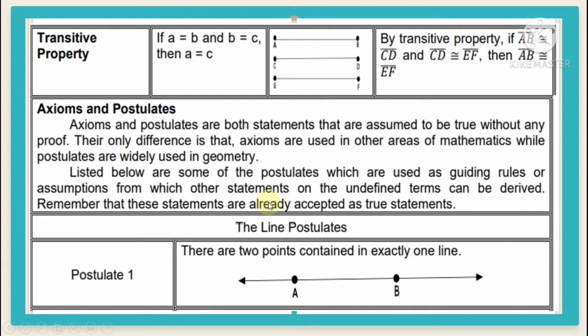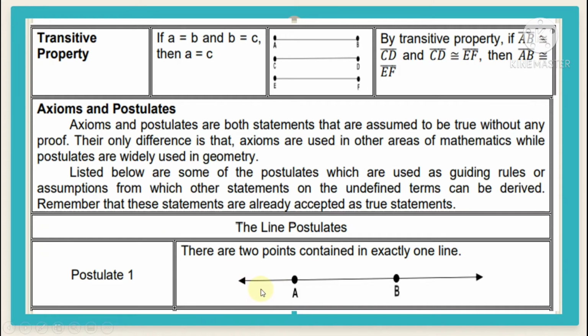Axioms and postulates are both statements that are assumed to be true without any proof. Their only difference is that axioms are used in other areas of mathematics, while postulates are widely used in geometry. Listed below are some of the postulates which are used as guiding rules, as assumptions from which other statements on the undefined terms can be derived. Remember that these statements are already accepted as true statements.